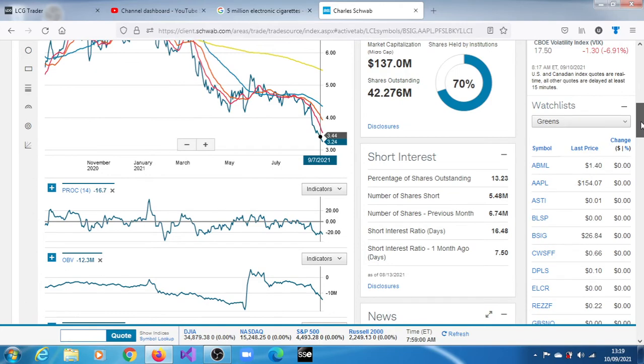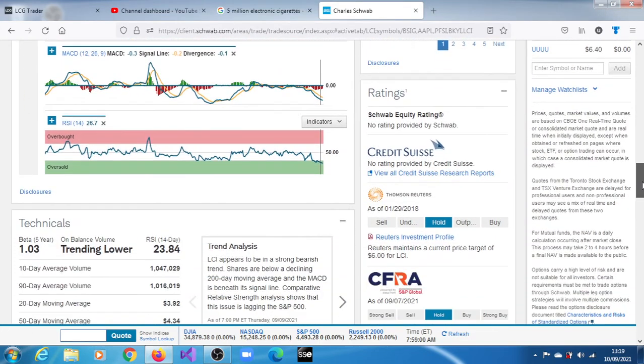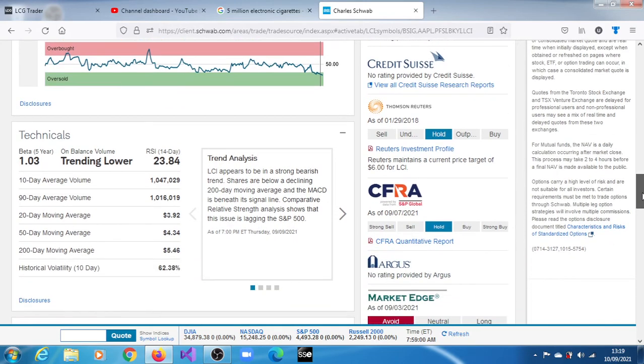42.276, okay. Not even close to 50% of its shares outstanding, even though it's not exactly the figure we are working with. It will be the float, so we don't have that figure readily. Volatility stands at 62.38%, not as high as the previous one. This is probably owing to the fact that it has more shares on float.